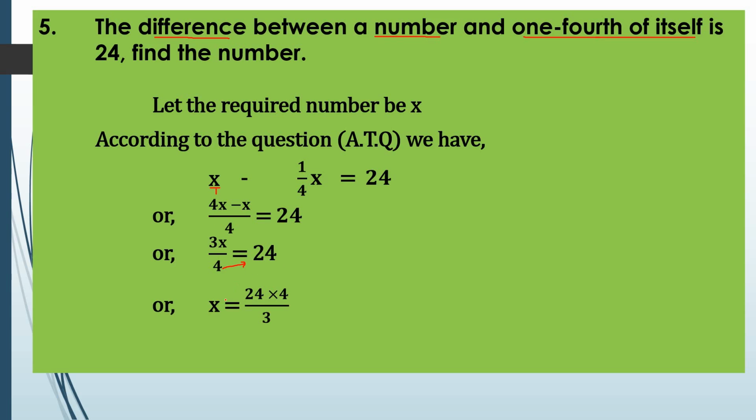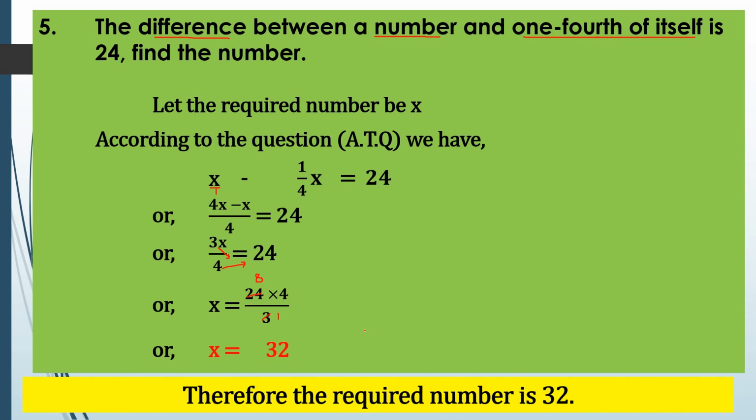So this will be x equals 24 into 4, and we can bring this 3 down at the same time. So 24 into 4 divided by 3. So 3 ones are 3, 3 eights are 24. And how much is left? 8 into 4. Therefore, x is equal to how much? 8 into 4 is 32. Therefore, the required number is how much? 32. Is that clear, students?